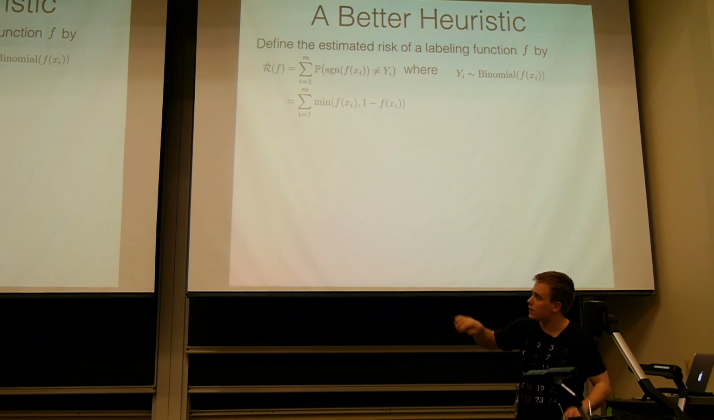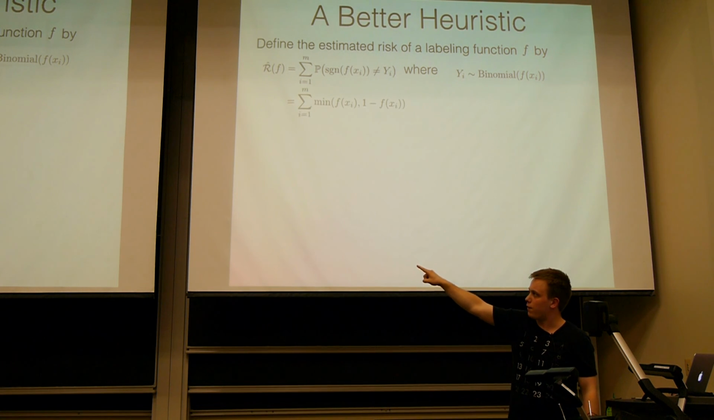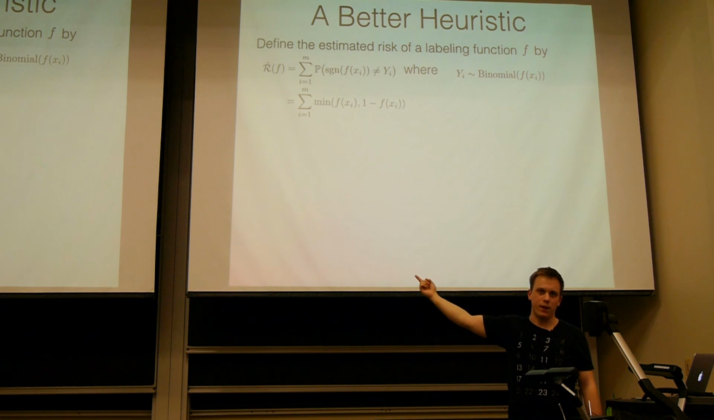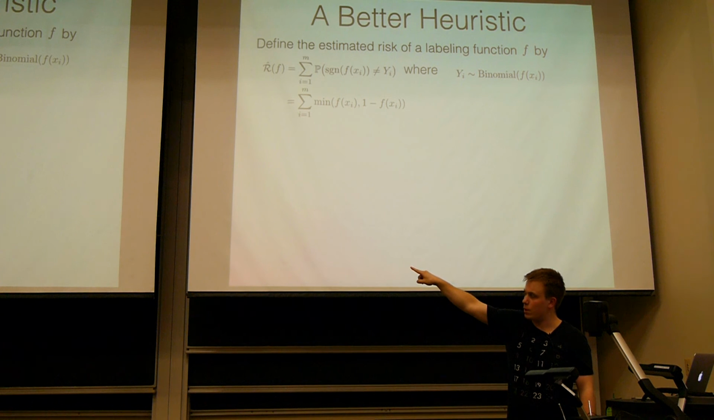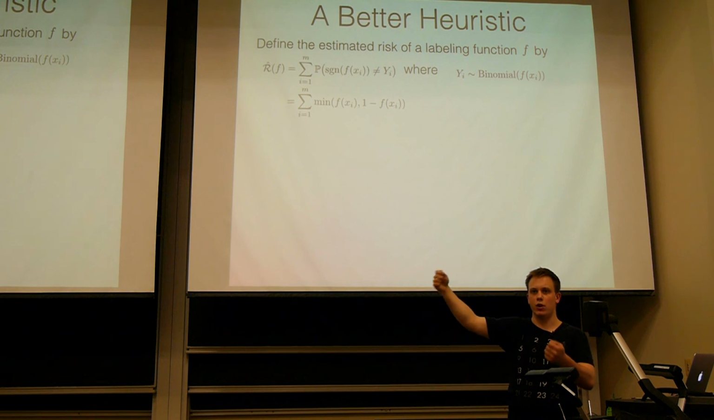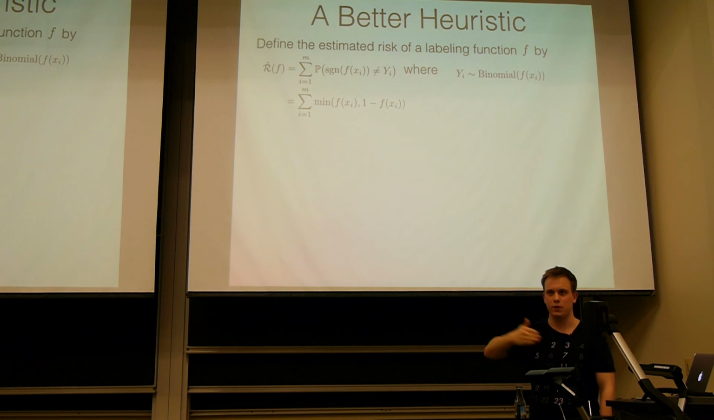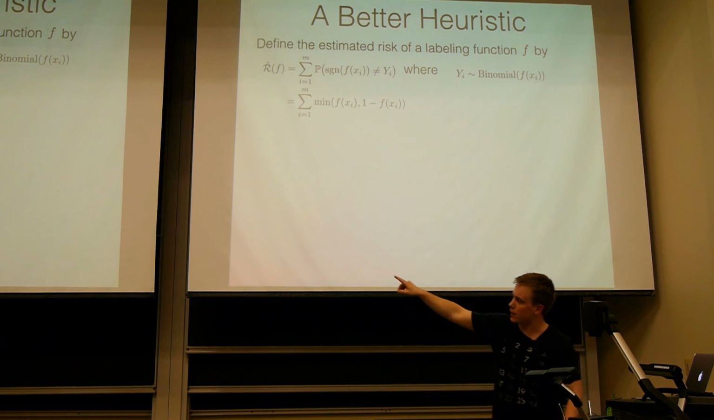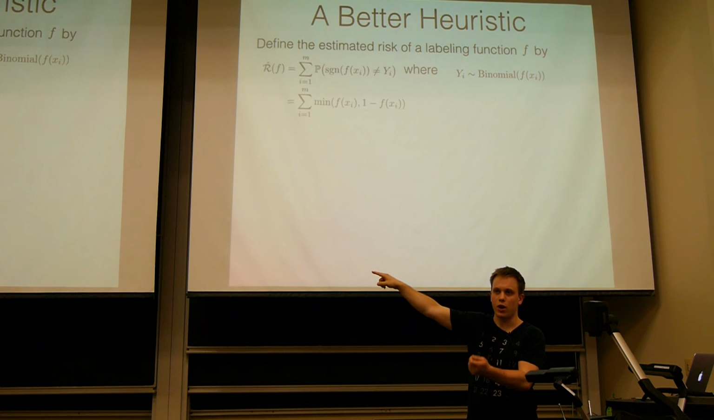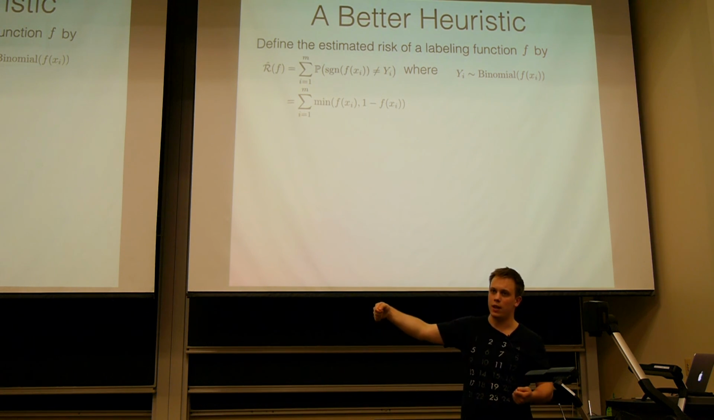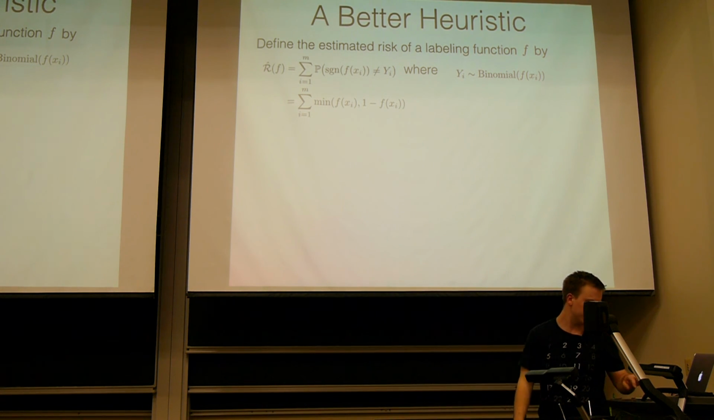And you can rewrite this more simply as the minimum of f(xi) and 1 minus f(xi). So if f(xi) is 0.5, then this minimum is going to be 0.5. And if it's 1 or 0, it'll be 0. For values in the middle, it scales nicely. So this captures, for each individual node, how uncertain you are about its value, and then sums that quantity up over all the nodes in your graph.